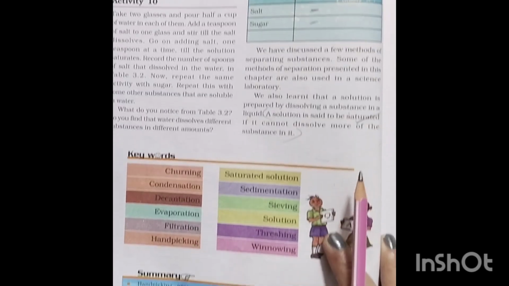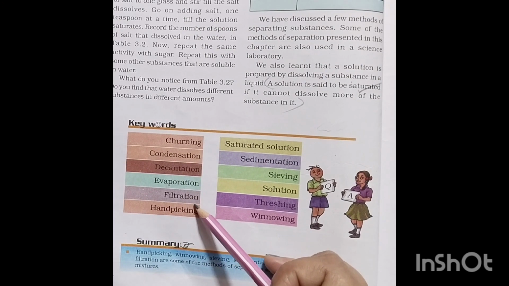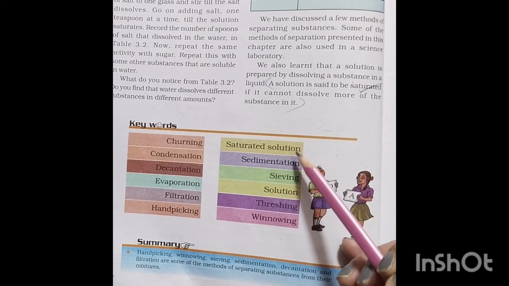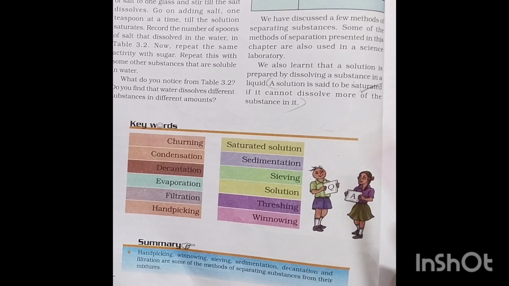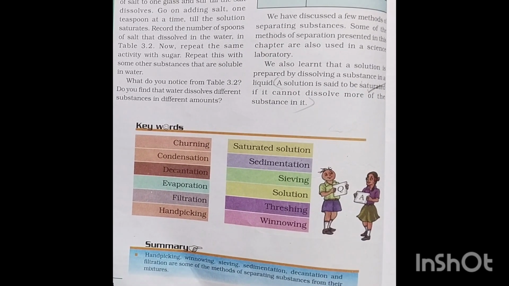Now these are the keywords: churning, condensation, decantation, evaporation, filtration, hand picking. Just learn the spellings of all these and definitions also. I hope you understand well. Thank you for your patience.